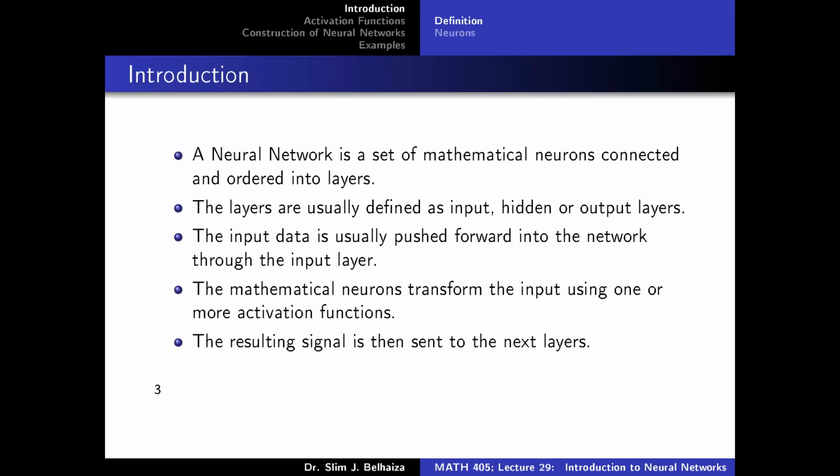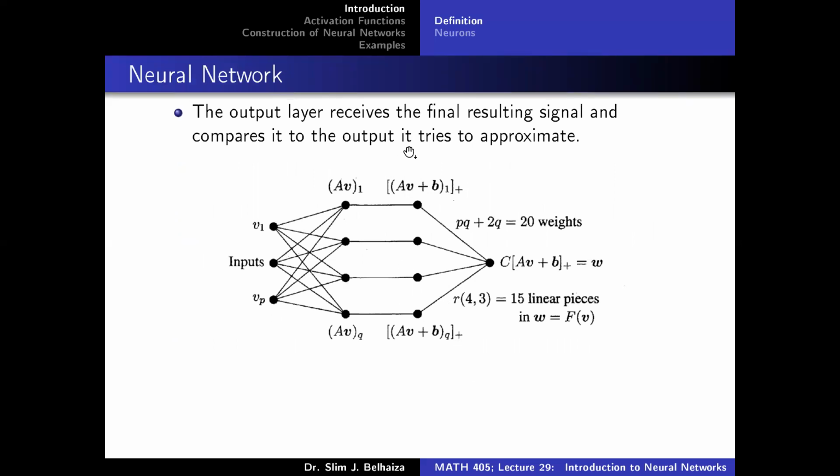So as an introduction, I would say that a neural network is a set of mathematical neurons connected and ordered into layers. The layers are usually defined as input, hidden, or output layers, and the input data is usually pushed forward into the network through the input layer. The mathematical neurons transform the input using one or more activation functions, and the resulting signal is then sent to the next layers. So the output layer receives the final resulting signal and compares it to the output it tries to approximate.